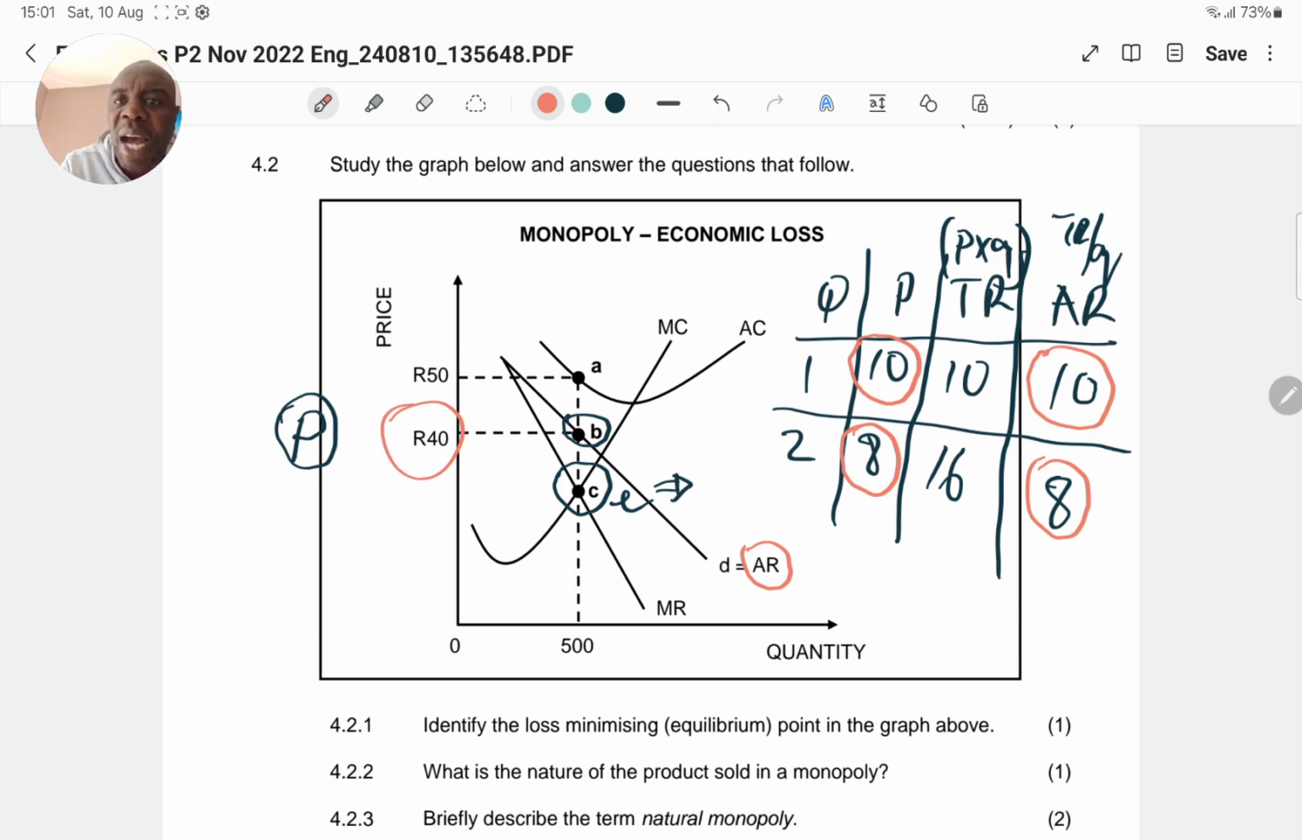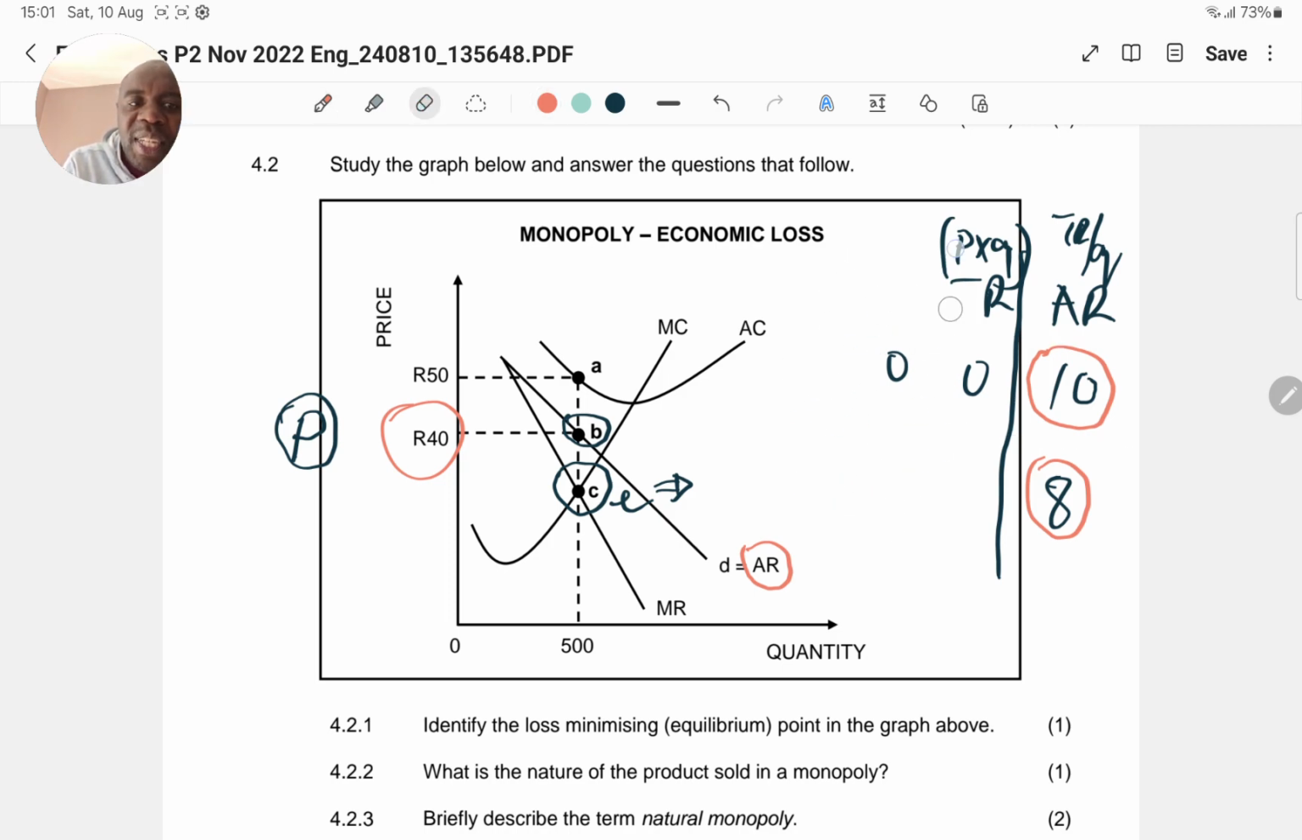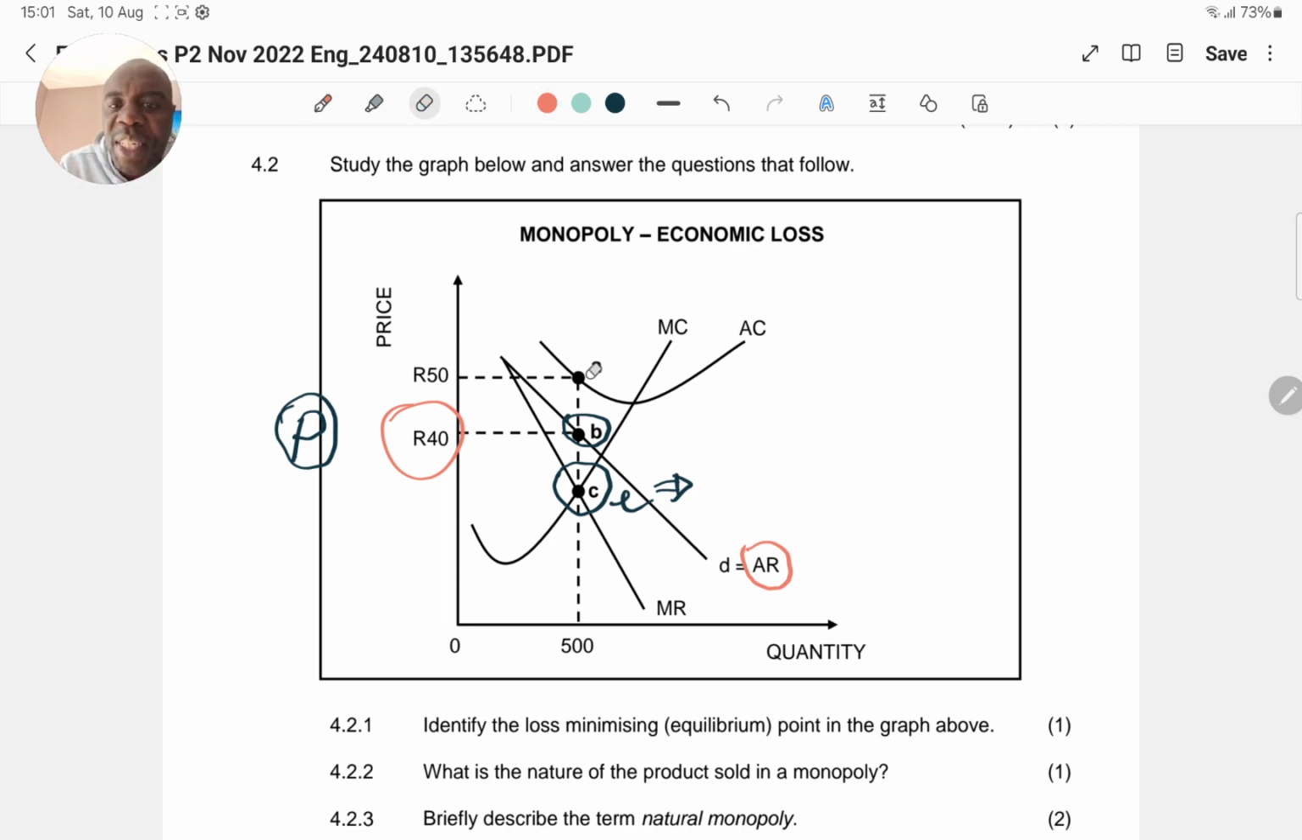The 50 becomes our average cost because it's as a result of point A. What is average cost? Average cost is cost per unit produced. So you can see that A is lying on the average cost curve. So this becomes my cost per unit. So you can actually conclude that indeed this business is making a loss. Why? Because the product is being sold at 40 rands, but it costed us 50 rands to produce.